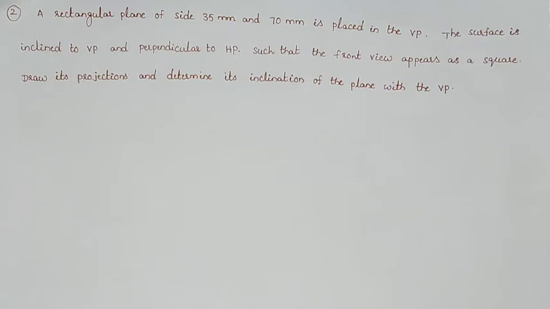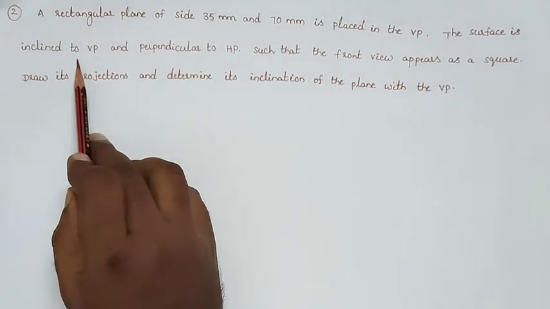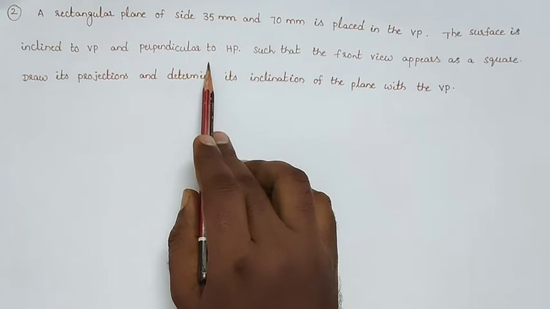The surface inclination, they are giving that it is inclined with respect to the VP, but they are not mentioning the angle, and perpendicular to the HP, such that the front view appears as a square. Draw its projections and determine the inclination of the plane with respect to HP. So here they are clearly giving that the surface is inclined with respect to the VP and perpendicular to the HP.